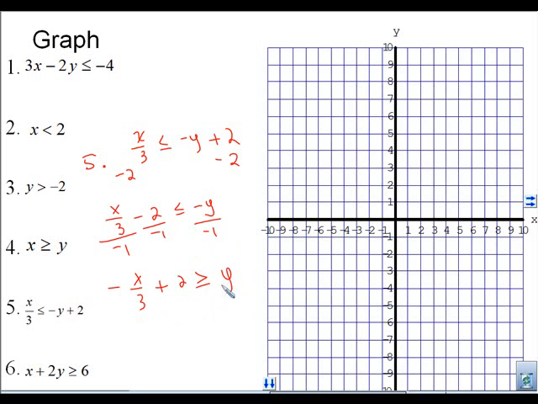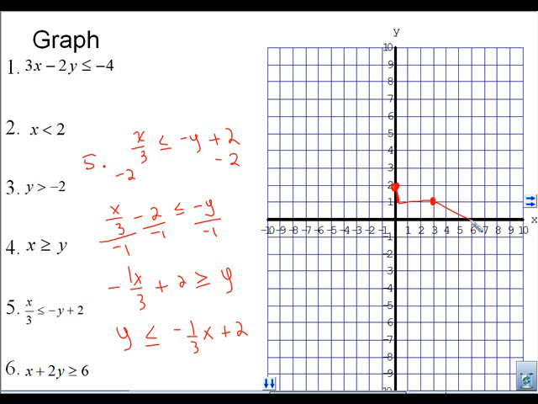Now I would rewrite this so that y is on the left side. This is the same thing as y is less than or equal to negative, now remember there's an imaginary 1 here, so that's negative 1/3 x plus 2. Now let's graph this. Our y-intercept is positive 2. Our slope is negative 1 over 3. So we're going to move down 1 over 3. Let's make a point.